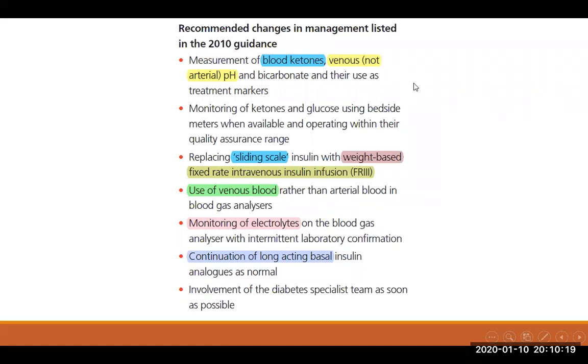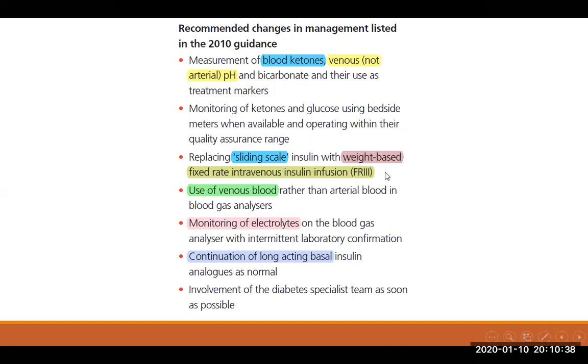Venous, not arterial pH, for pH and bicarb. The guidelines recommend the venous pH. The monitoring of ketone body and blood glucose by using a bedside meter when available.